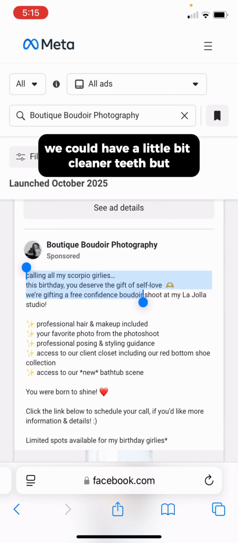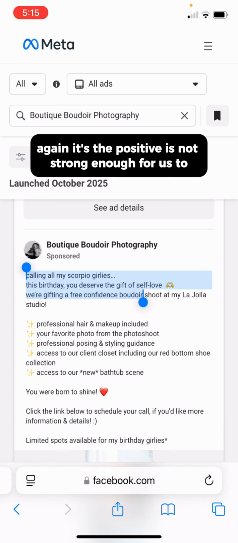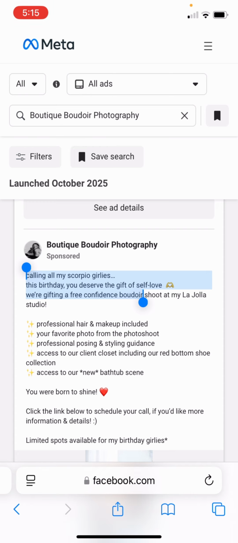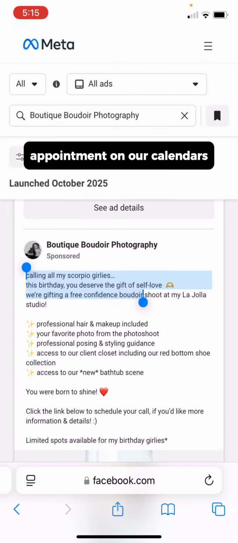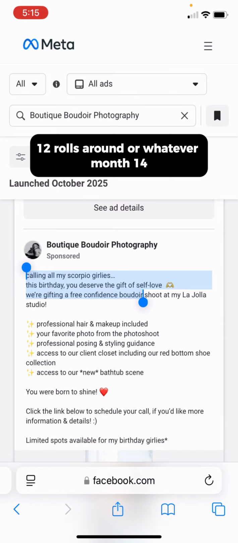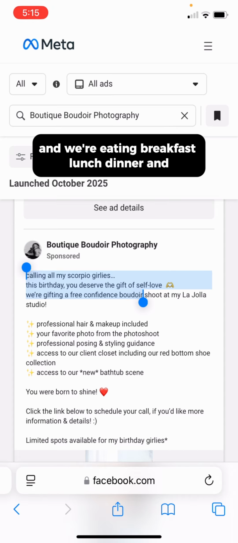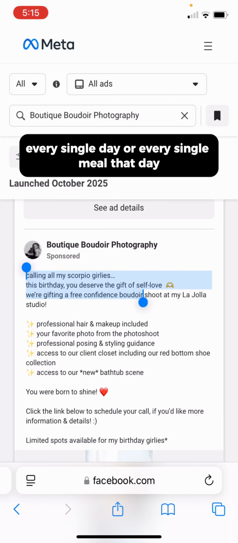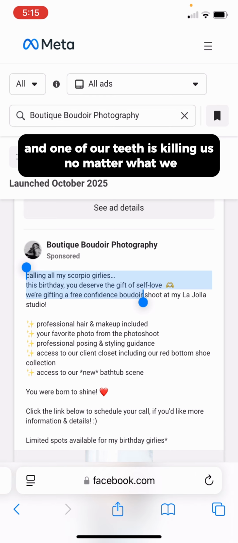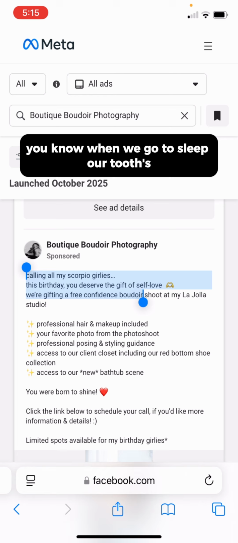Yeah, I guess we could have a little bit cleaner teeth, but again, the positive is not strong enough for us to put the appointment on our calendars and break our current schedule. Then, month 12 rolls around or whatever, month 14. And we're eating breakfast, lunch, dinner, every single meal that day, and one of our teeth is killing us no matter what we eat. And then, when we go to sleep, our tooth's throbbing and we can't sleep at all.